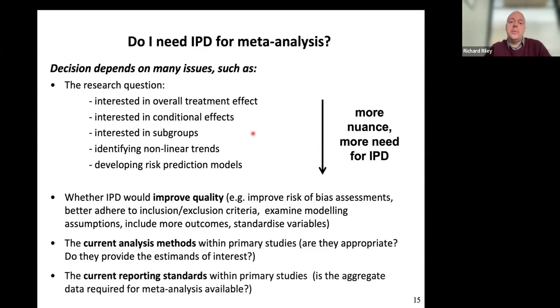And indeed, how have they been reported? So they may have been analyzed well, but not reported well. We may be able to ask the study authors to get the results that we want. If not, we're going to need the IPD to address those reporting deficiencies. So think about the quality of the existing literature, how IPD may help you improve standards, and in particular, what it is in relation to the question you're trying to address.